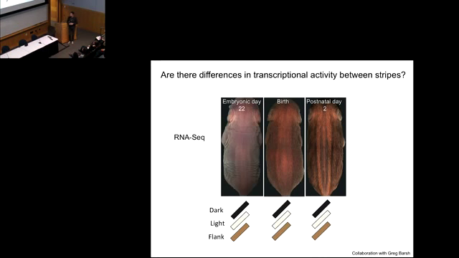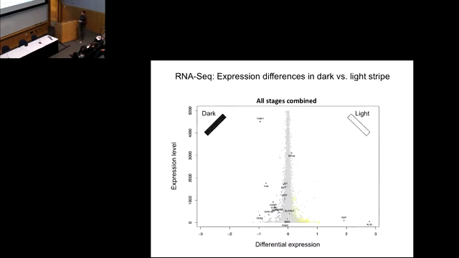So in order to figure this out, we asked the question, are there really differences in transcriptional activity? We took an RNA sequencing approach. Again, I won't go into much detail, other than to say that we used samples from the different stages that I showed you before. I dissected out the dark stripes, the light stripes, and also the flank tissue to use as a control. We did RNA-seq, and I'll walk you through what all this means. So this is what happens when we analyze all the stages together, and then when we group the samples by phenotype.